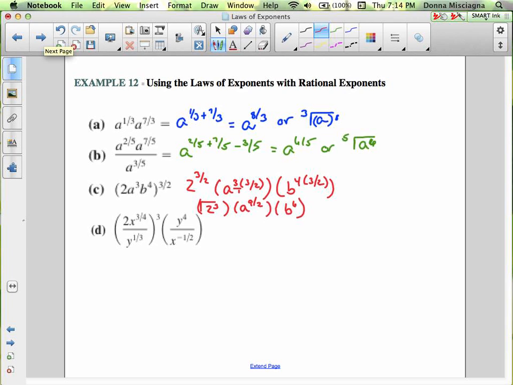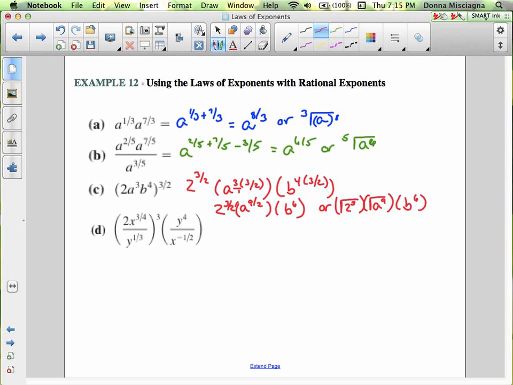Or we could simplify. Actually, you know what? We'll probably leave it. I'll just leave it over here. But maybe just to review, that would be the same as the square root of 2 cubed times the square root of a to the 9th power times b to the 6th.